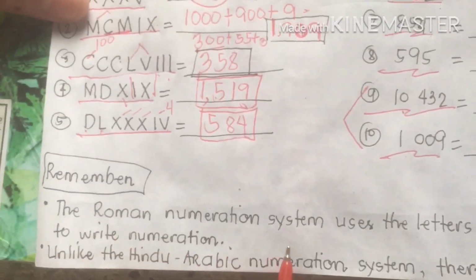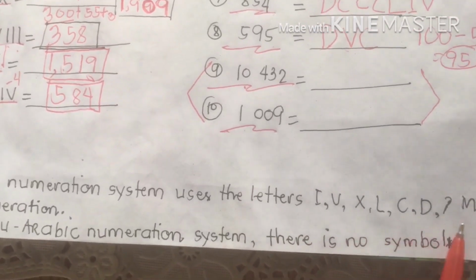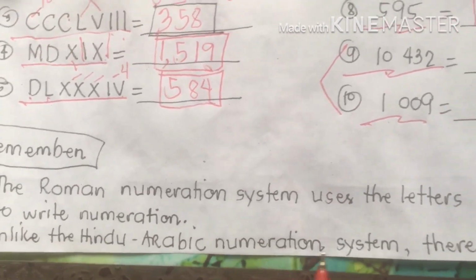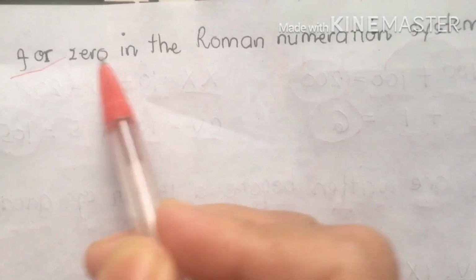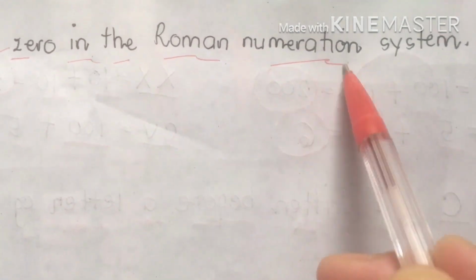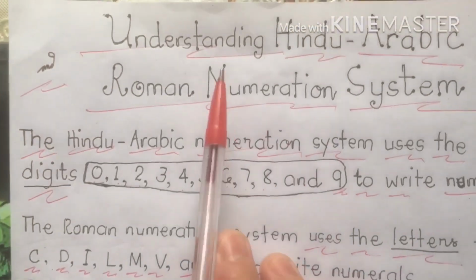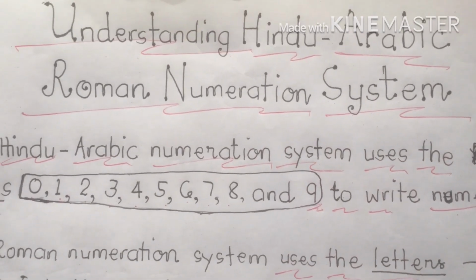Remember, the Roman numeration system uses the letters I, V, X, L, C, D, and M to write numerals. Unlike the Hindu-Arabic numeration system, there is no symbol for zero in the Roman numeration system. Hope, my dear students, you understand our topic today about understanding the Hindu-Arabic and Roman numeration systems.